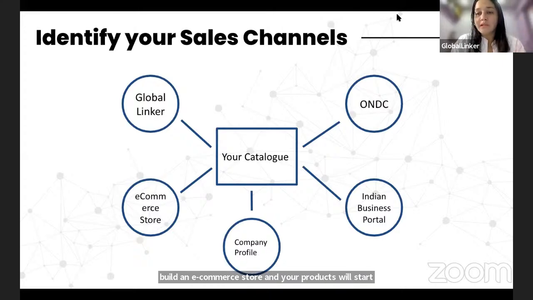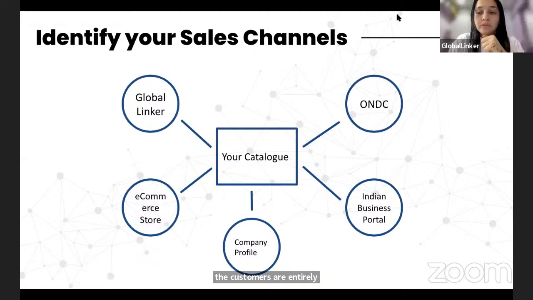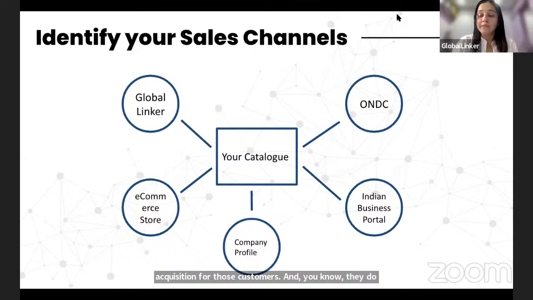So we know what is an e-commerce store now. A lot of businesses have their own e-commerce store where they manage the digital marketing. The customers are entirely theirs. They work on the acquisition for those customers, and they do the advertising for that. They have their own payment gateway, and the entire payments come to them itself. That's what an e-commerce store is. So a catalog can become an e-commerce store as well.